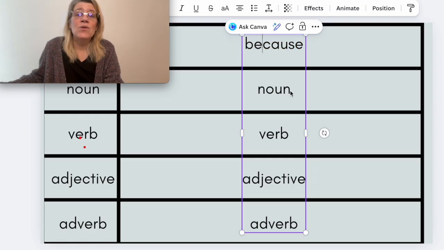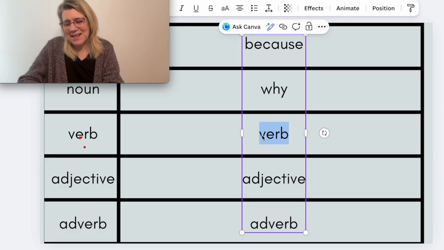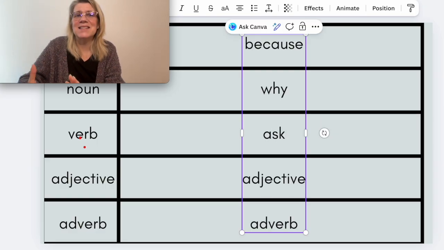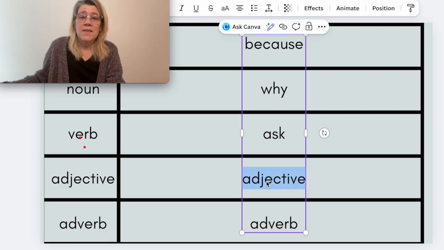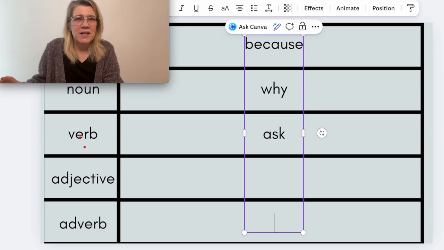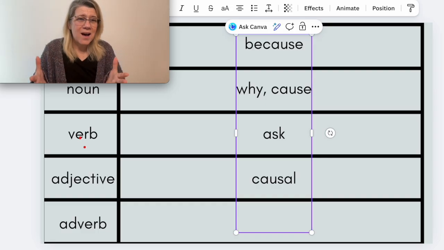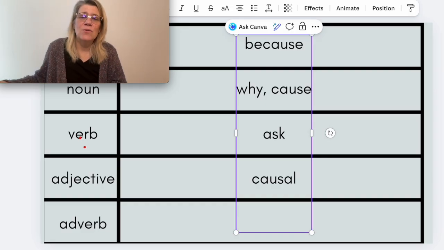Because. The noun is why. What's your why? There's no verb. Instead, I would say ask. Ask is the verb that needs a reason. There's no adjective or adverb here. Maybe we would use the word cause, causal. So cause is the noun, causal, and still no adverb.